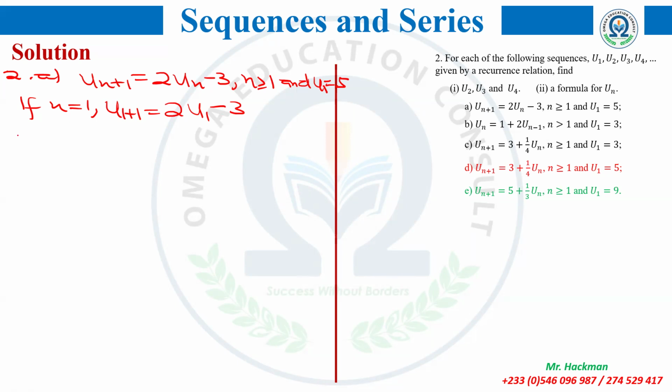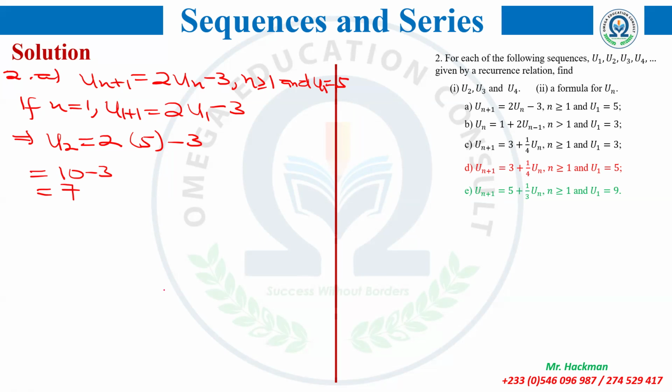So this implies that u sub 1 plus 1, what is 1 plus 1? 2. So u sub 2 will be equal to 2 u sub 1 minus 3. But what is u sub 1? The question said that u sub 1 is 5. So you substitute the 5, which will be equal to 10 minus 3, which is equal to 7. All correct.